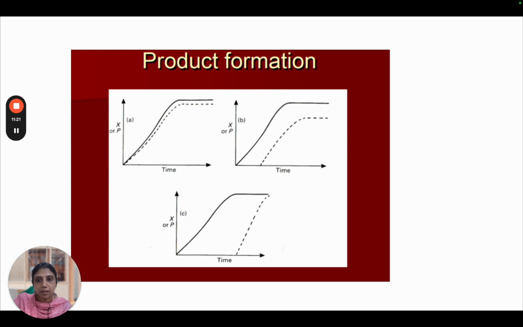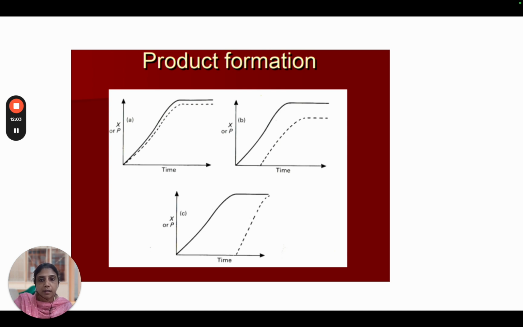In some cases, as time increases, the substrate concentration, the cell mass concentration and the product formation increase together, following the growth rate, or they are linearly related. But in some cases, as time increases, the product formation is independent of the cell mass concentration. And in some cases, the cell mass concentration follows the growth rate, but the product formation comes very late, starting only in the stationary phase.